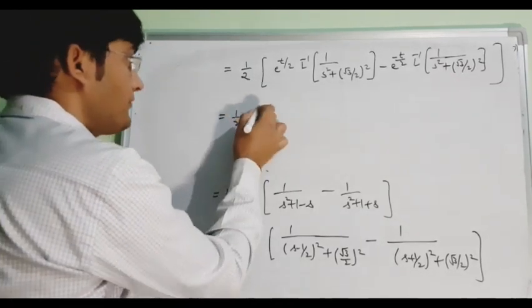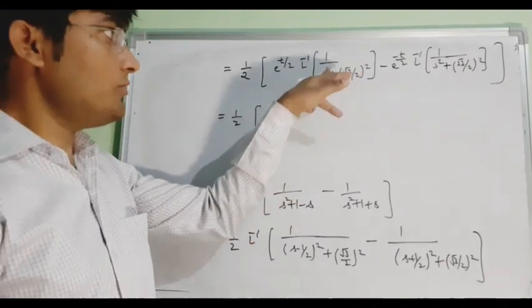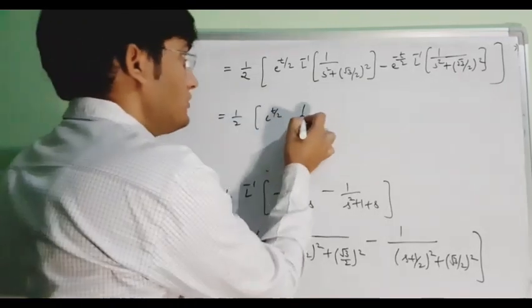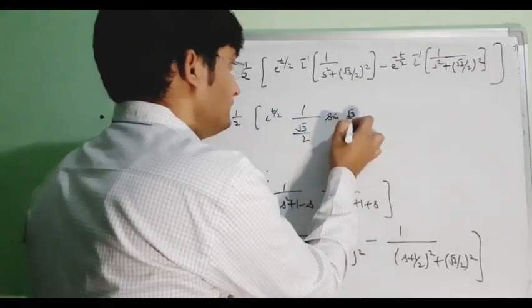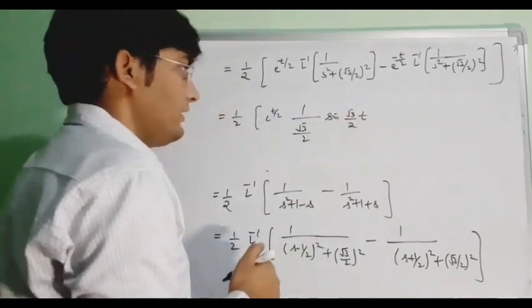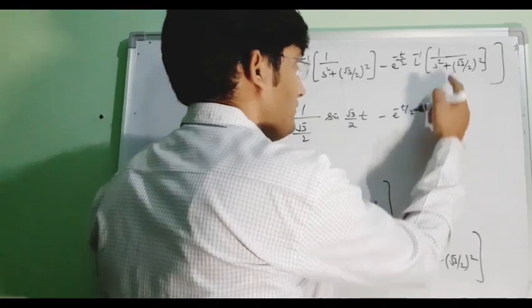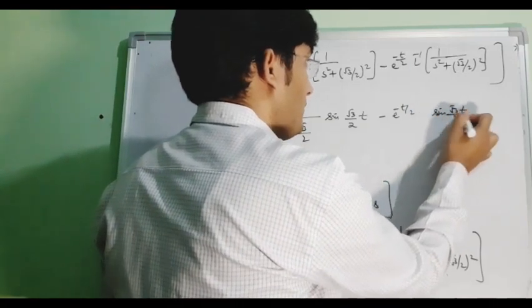Now the Laplace inverse of 1 upon s square plus a square is equal to 1 upon a sin at. So this will be 1 upon a sin at, and here we will have 1 upon sin at upon 1 by a.